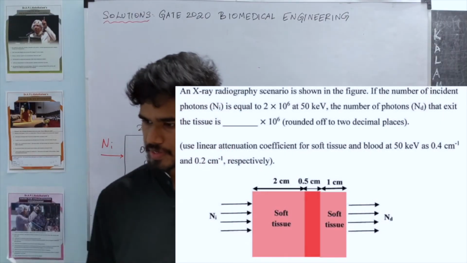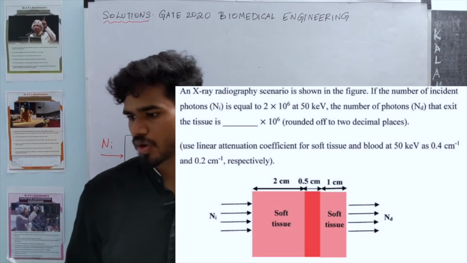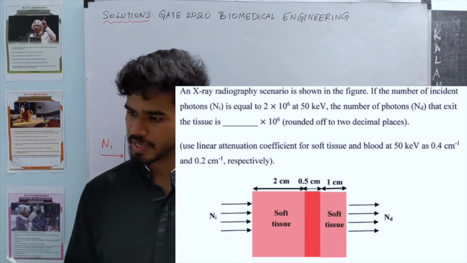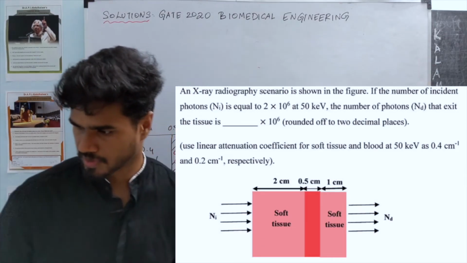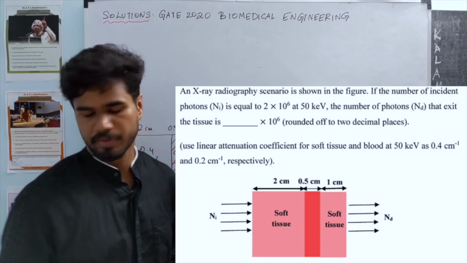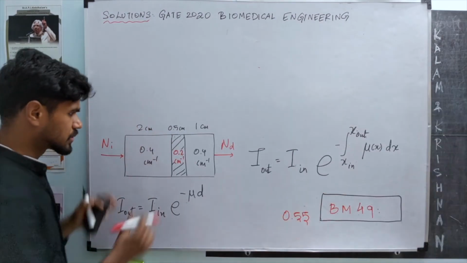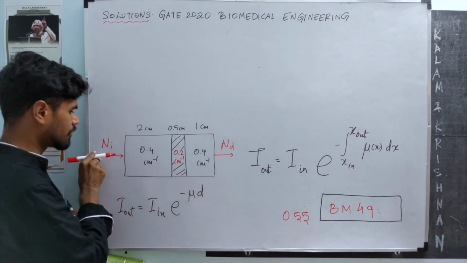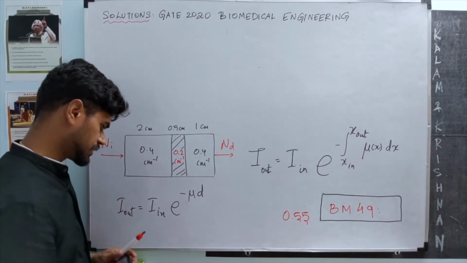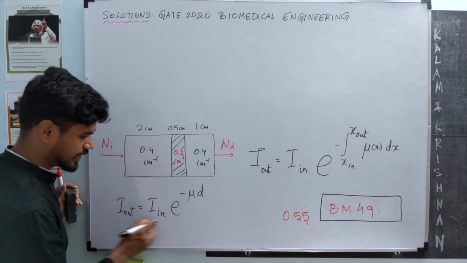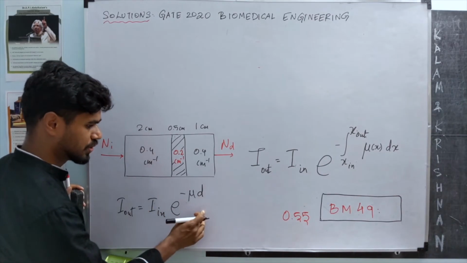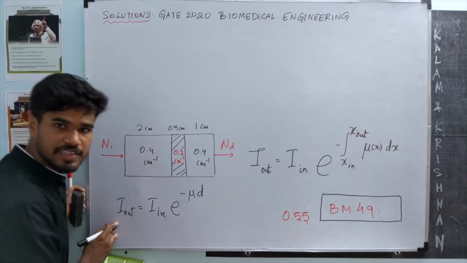50th question. An X-ray radiography scenario is shown in the figure. The number of incident photons Ni is equal to 2 times 10 power 6 at 50 electron volt. The number of photons Nd that exit the tissue is dash times 10 power 6. Use linear attenuation coefficients for soft tissue and blood as 0.4 and 0.2 per centimeter respectively. So we have some piece of tissue. A number of photons enter here and a number of photons exit here. By definition, the intensity of light that exits is the intensity entering times e power minus the attenuation coefficient times the distance of the tissue.